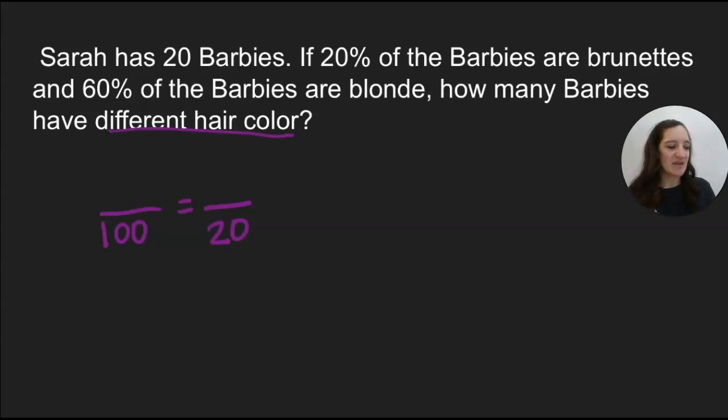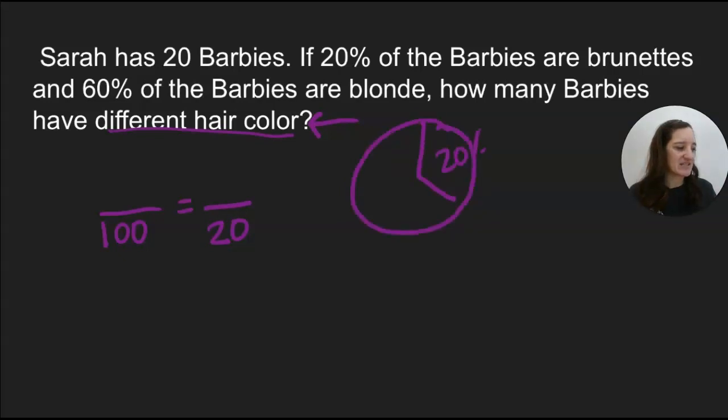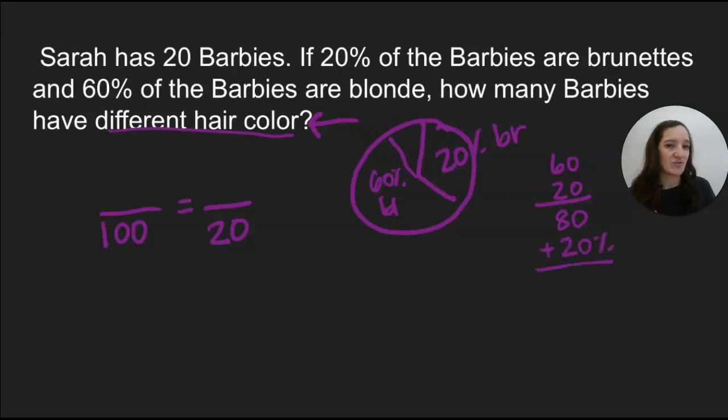I think what I'm going to do is actually find the percent of the different hair color. I'm going to do that by knowing that 20% is brunette and 60% is blonde. What percent does that leave me with? Well, 60 plus 20 is 80. That means I need another 20% to get to 100 total percent, right? So this 20% is the other. That's how I'm going to solve it.